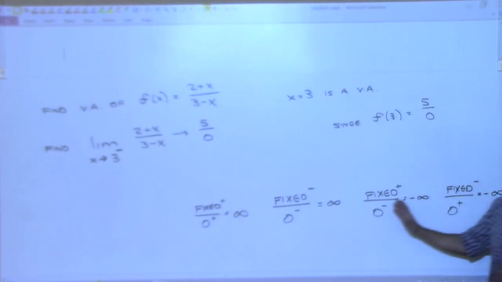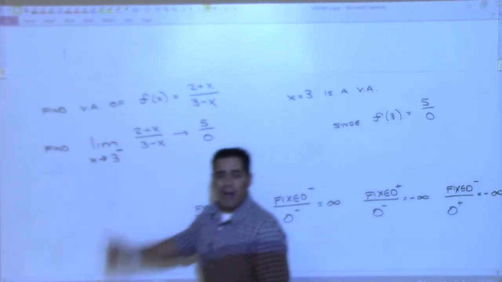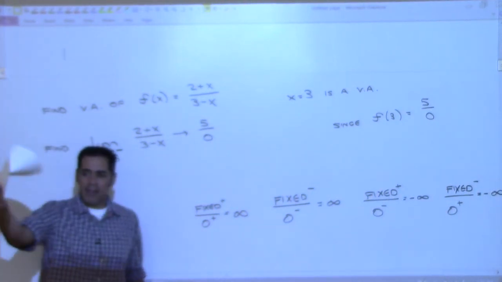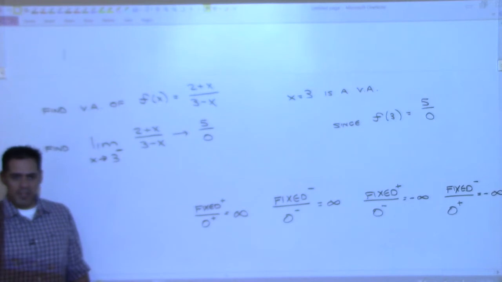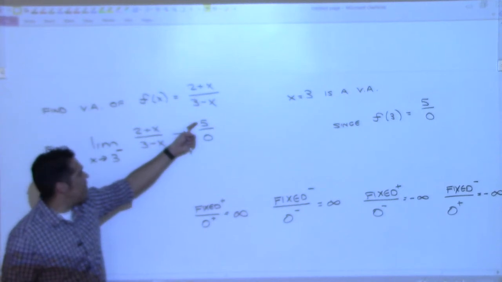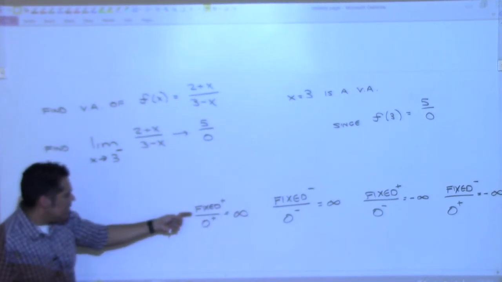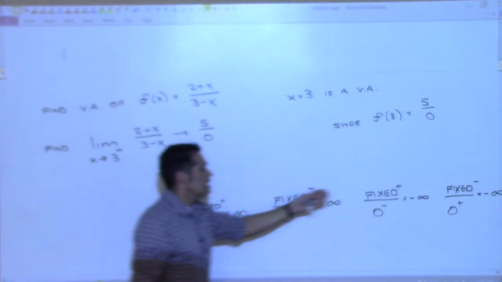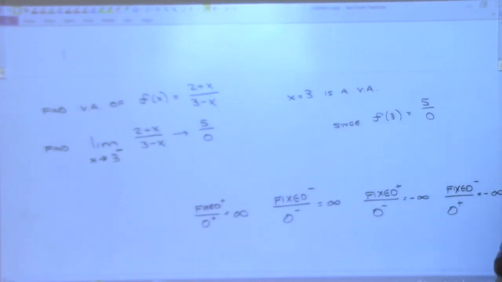I'm going to explain this, okay? When we look at this 5 over 0, out of everything on this sheet, this falls into the bottom left box more than anything else, right? We have a fixed number, 5, divided by a number 0, right? So we have a fixed number over 0. So the question for us now is which one of these 4 is it? Okay, which one of these 4?